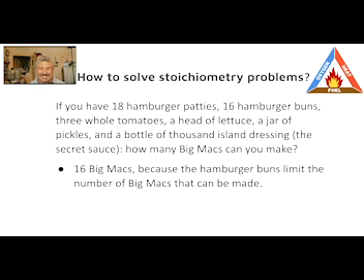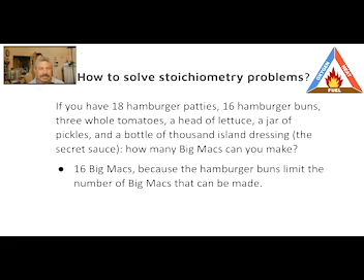Now, my answer is 16 Big Macs. Why? Well, like I said, I can squeeze 6 slices easily out of the whole tomato, especially if they're large. So that's 18 there. 18 hamburger patties, a head of lettuce. There are several leaves of lettuce in a head of lettuce. And a jar of pickles. 1 pickle, I can actually get about 10 to 12 thick slices out of it.